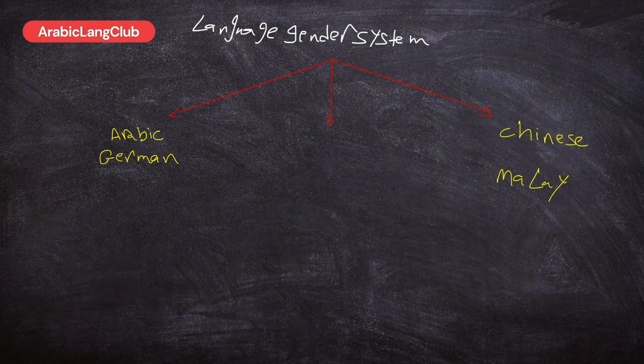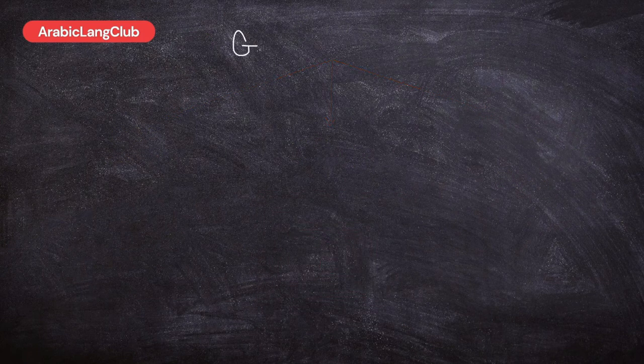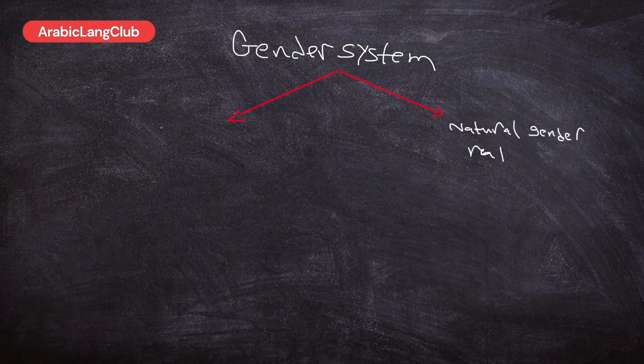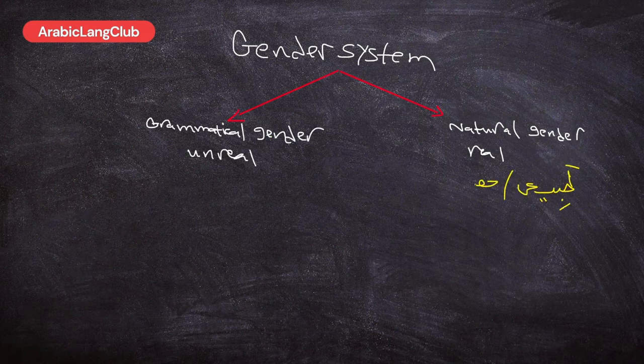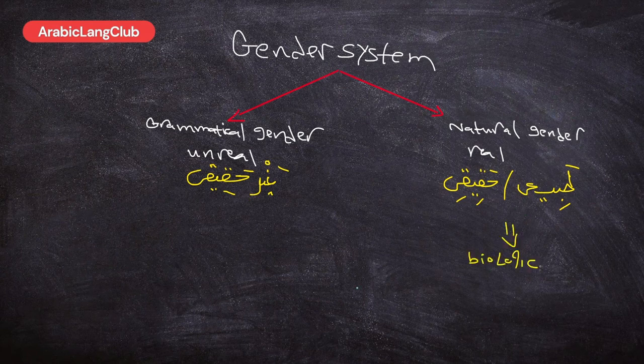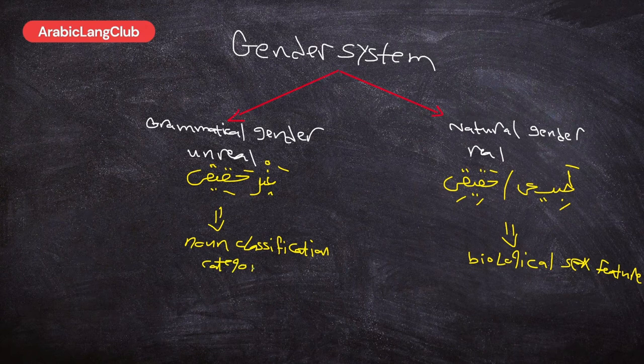In the middle of that is English. No grammatical gender, just natural gender. So we have natural gender or real gender, and we have grammatical gender or unreal gender. In Arabic we call it طبيعي or حقيقي and غير حقيقي. The طبيعي or natural is just with humans or animals, the ones with biological sex feature. And غير حقيقي or grammatical gender is just a noun classification. It just puts nouns in categories according to their gender.